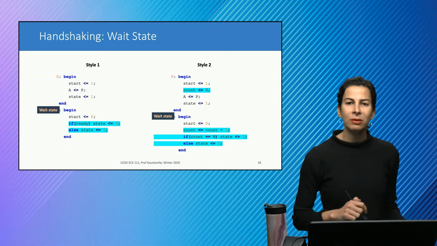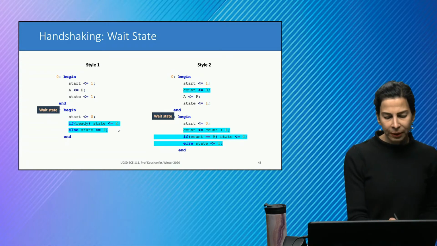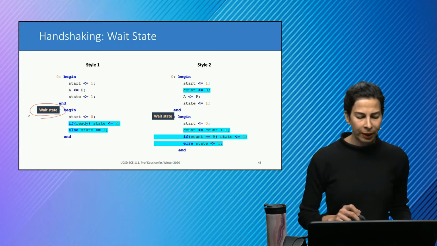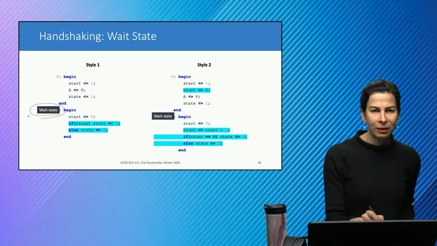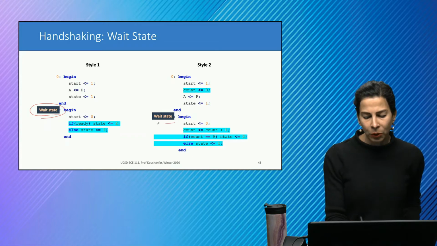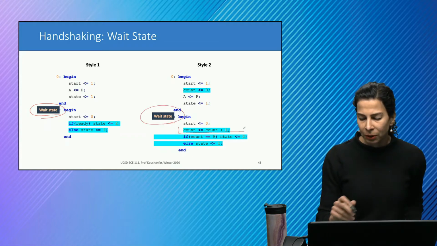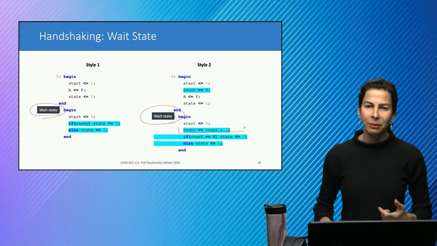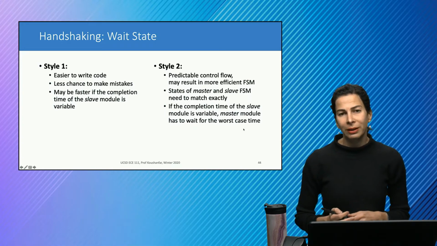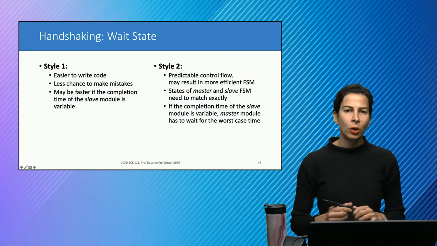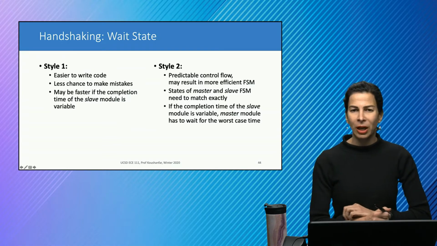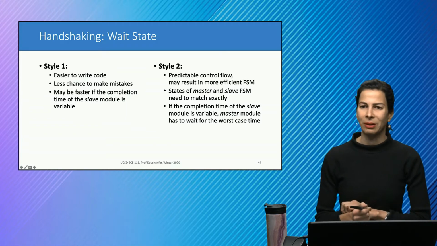Here are two examples of what we have just seen. Here, the wait state is, as we described earlier, waiting for the ready signal from the slave, and until it's ready, it's going to stay in the wait state. The other one is when you have a counter, which is going to count, and if that counter reaches a certain state, we know that this is ready, and it's going to get the results. So naturally, style 1 is easier to write code for, but if the completion time of the slave module is variable, this is what is recommended to use.